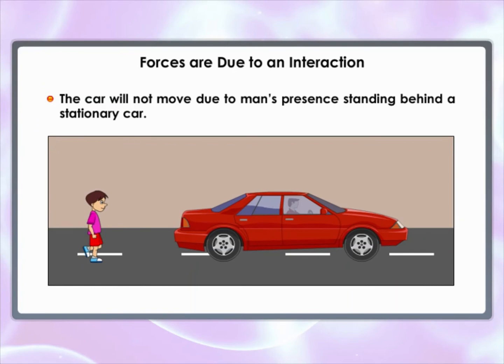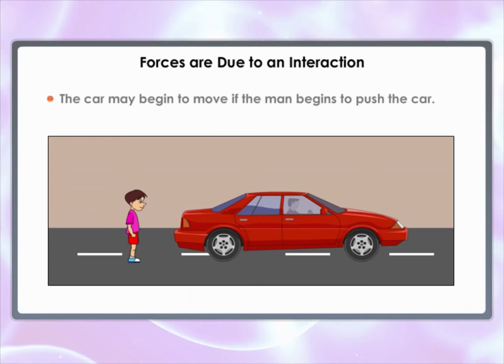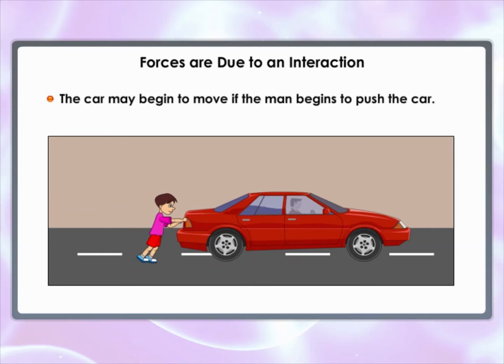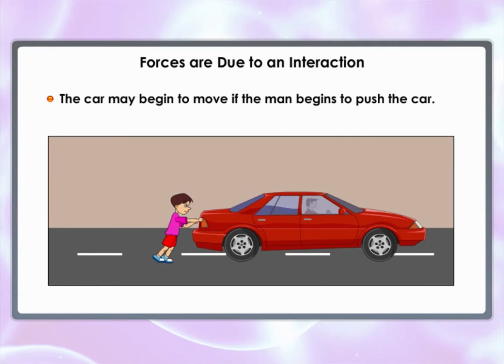Suppose a man is standing behind a stationary car. The car will not move due to his presence. Now, if the man begins to push the car, that is, he applies a force on it, the car may begin to move in the direction of the applied force. Note that the man has to push the car to make it move.